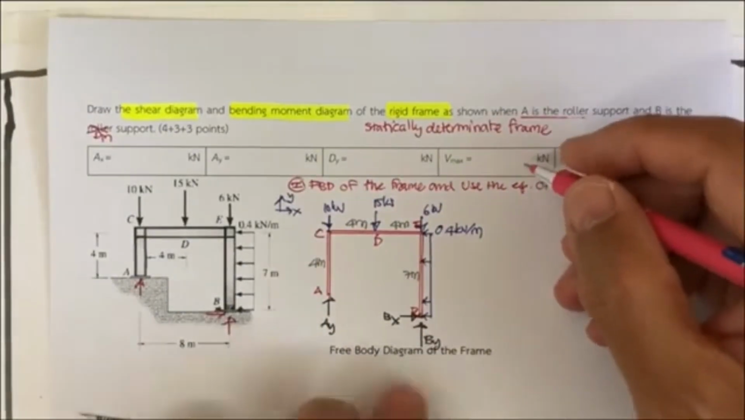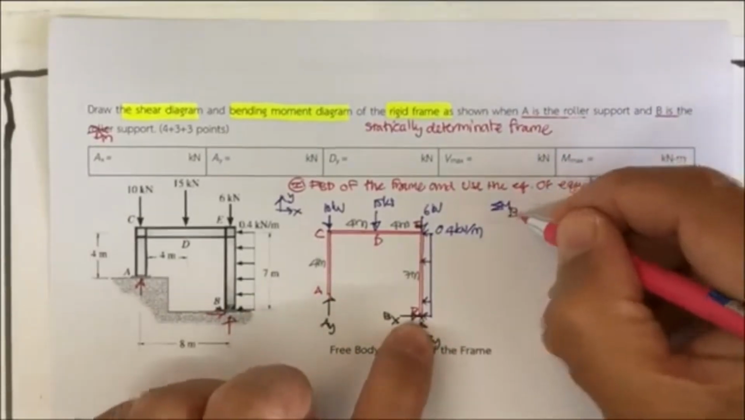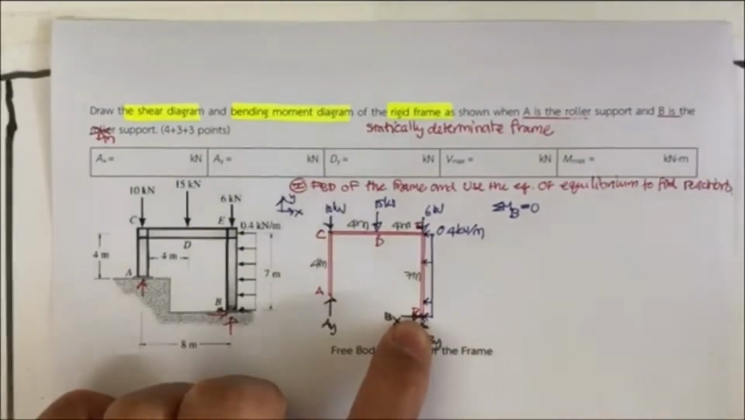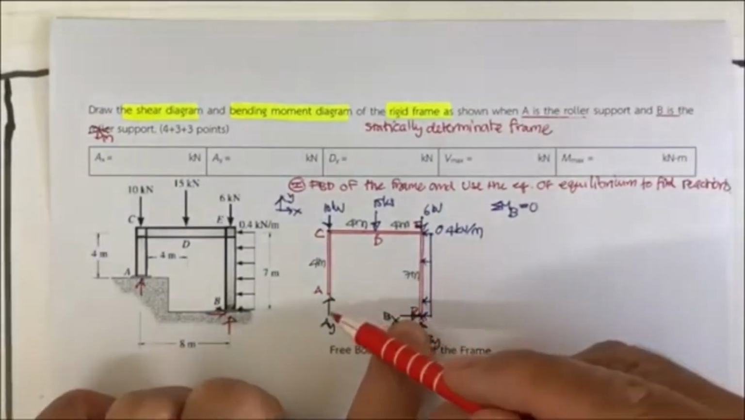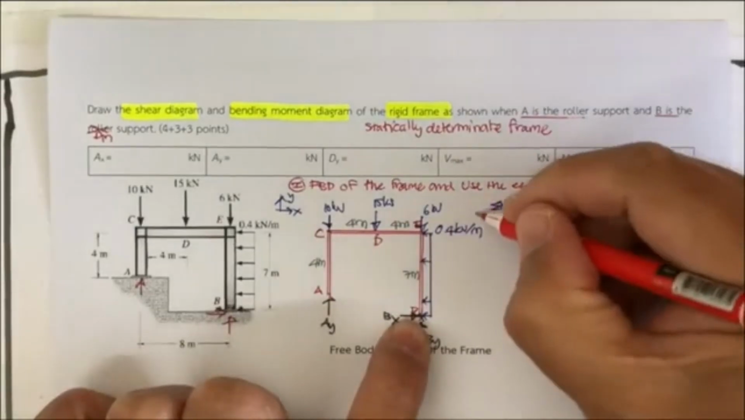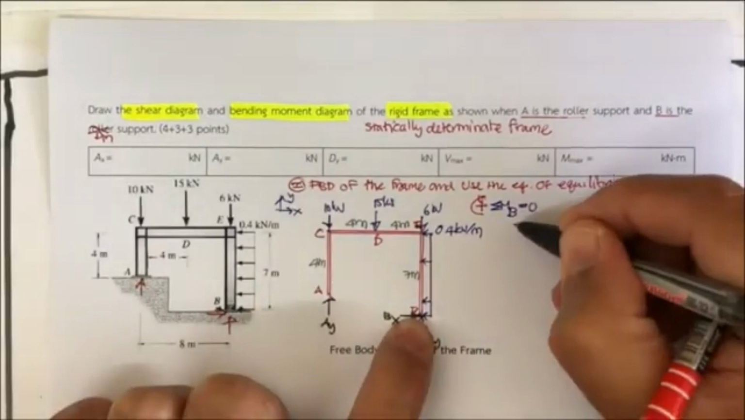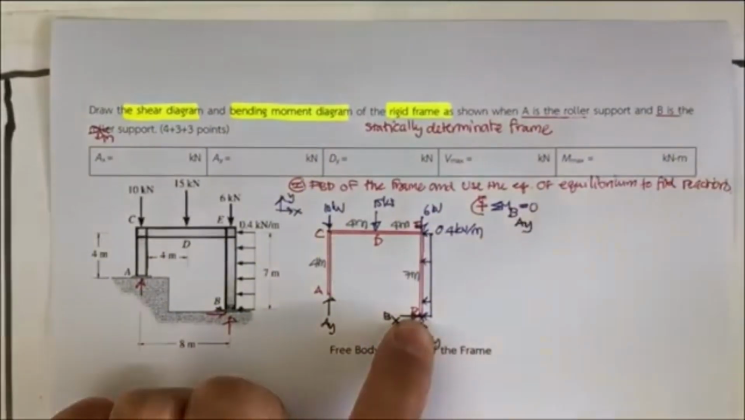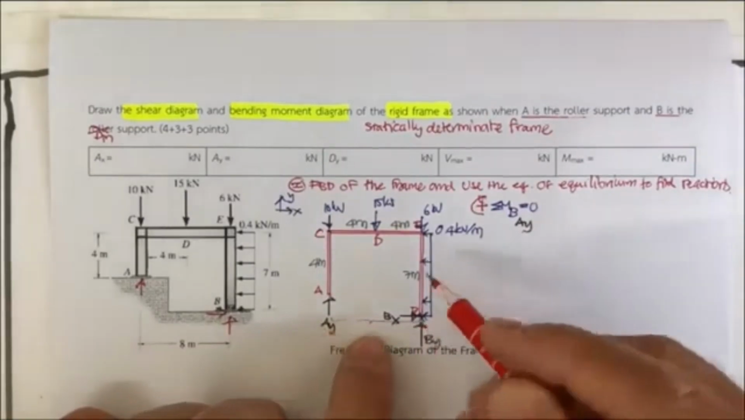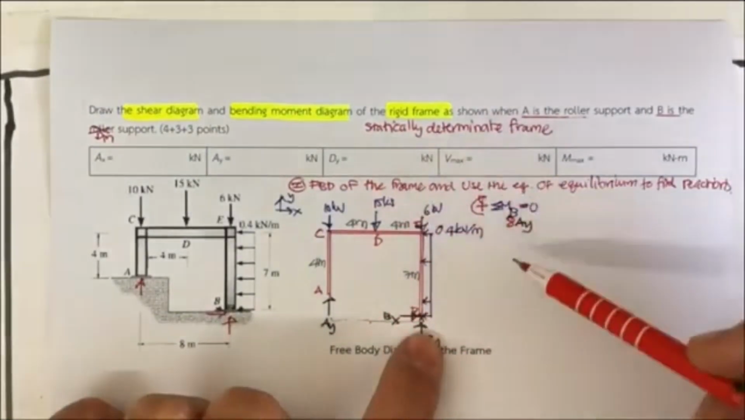Let me start with the summation of the moment about B equal to 0 to eliminate the B sub X and B sub Y, and to determine the A sub Y. It is going to rotate clockwise about point B. The A sub Y has the moment arm of 8 meters, so it's going to be 8 A sub Y, counterclockwise.